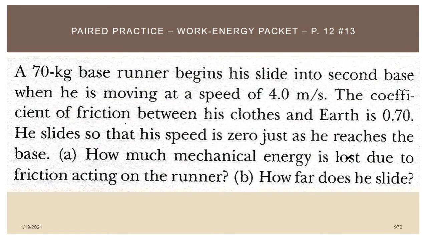All right, so here's the problem. This problem, notice, is in the work energy packet. It's on page 12, number 13. This problem says a 70 kilogram base runner begins his slide into second base when he is moving at a speed of 4.0 meters per second. The coefficient of friction between his clothes and earth is 0.70. He slides so that his speed is 0 just as he reaches the base. Part A says how much mechanical energy is lost due to friction acting on the runner. And B says how far does he slide.